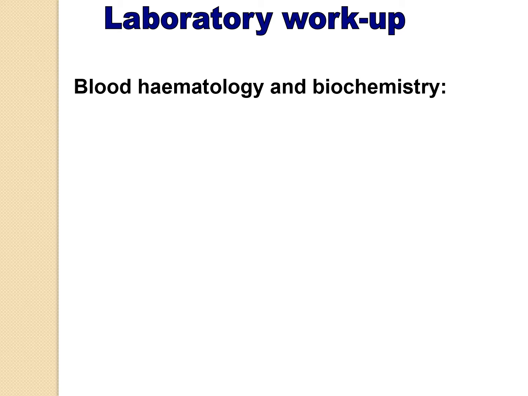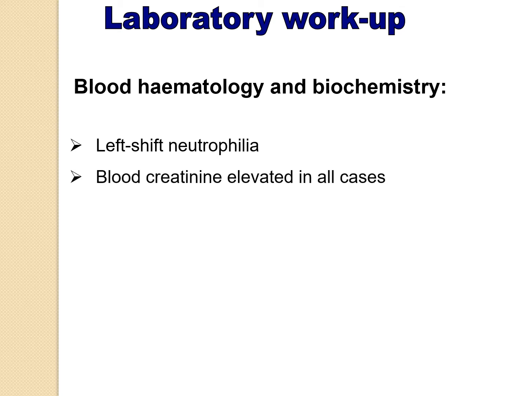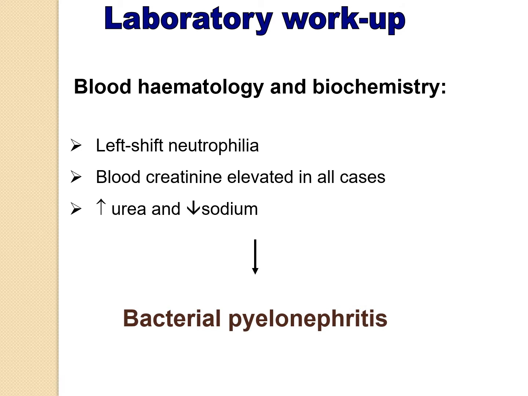Blood hematology and biochemistry results include high creatinine levels indicating kidney disease or impaired kidney function, as well as high urea levels also indicating impaired kidney function. Accumulation of fluid in the body leads to a dilution of the sodium and can be caused by kidney disease as well. All the results of the clinical and laboratory investigation point toward a bacterial pyelonephritis.